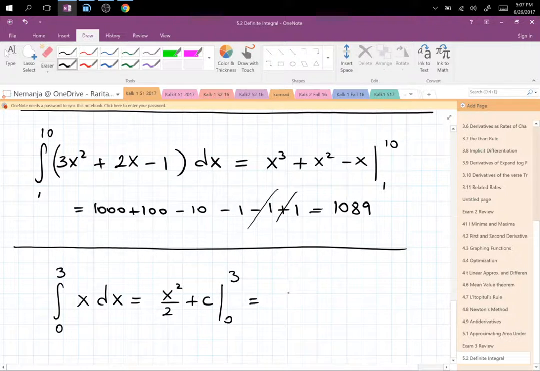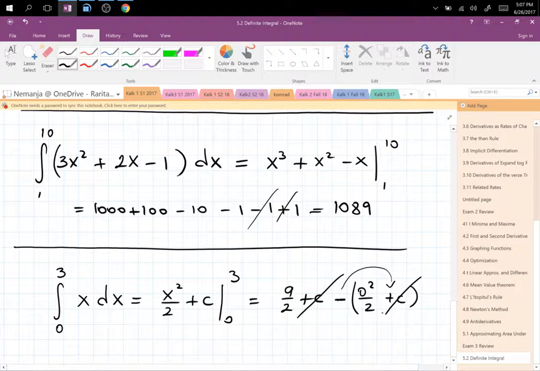When I plug in 3, I get 9 over 2 plus c, minus, when I plug in 0, I get 0 squared over 2 minus another plus c. And then when this minus distributes, they cancel. They will cancel every single time. So we never put plus c for definite integrals. We must put plus c for improper integrals. So the answer is 9/2.